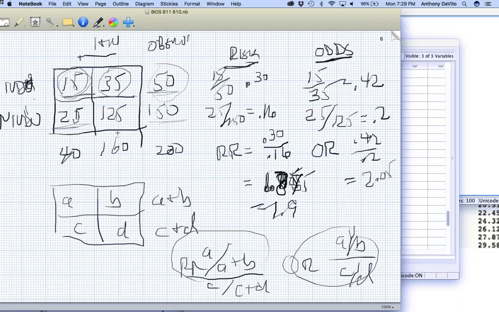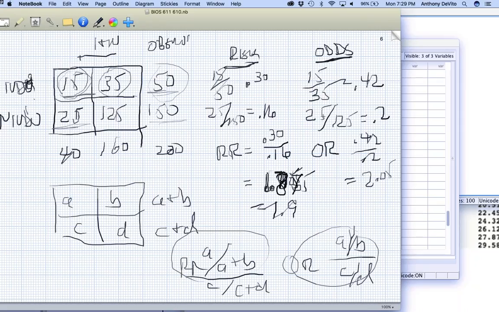So now the question is, how big does it have to be in order for me to reject the null hypothesis that the relative risk or the odds ratio is equal to one? How would I determine that? What do I need to know about that odds ratio? Remember, it's a point value. When we have a point value, what do we need? We need a confidence interval, exactly right. And what do we need not to be in that confidence interval? The number one, exactly right.